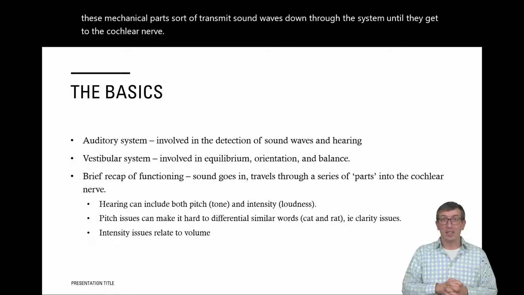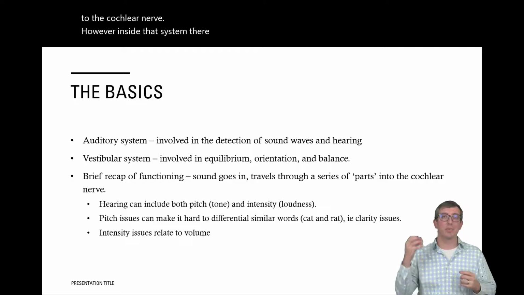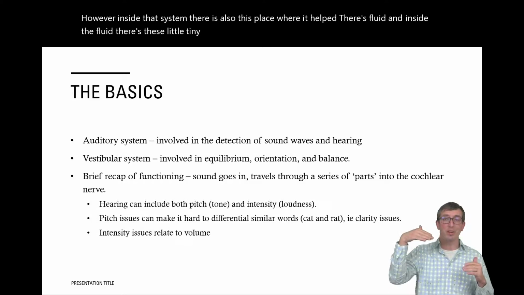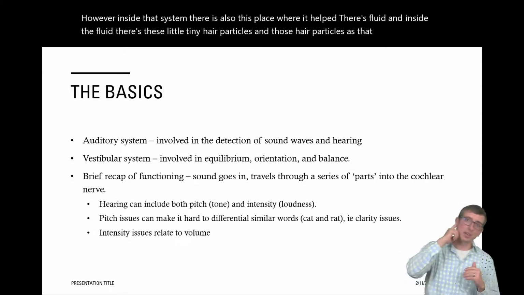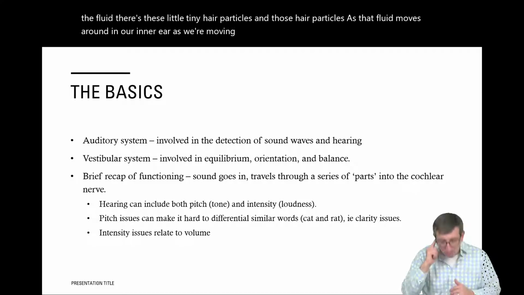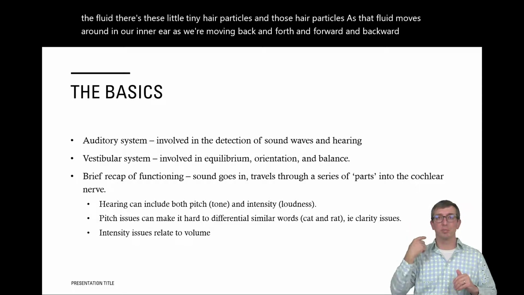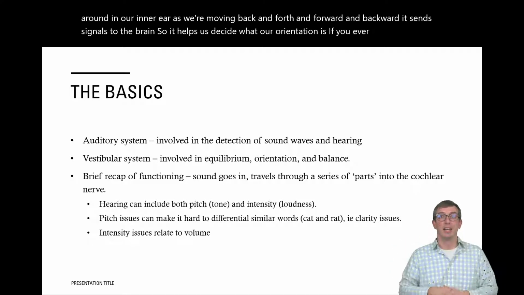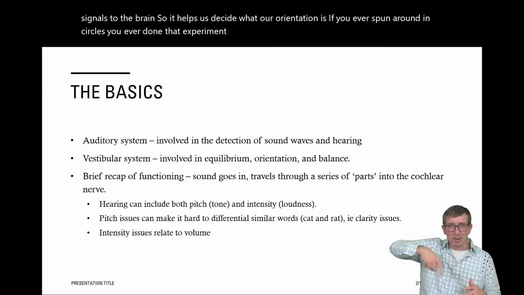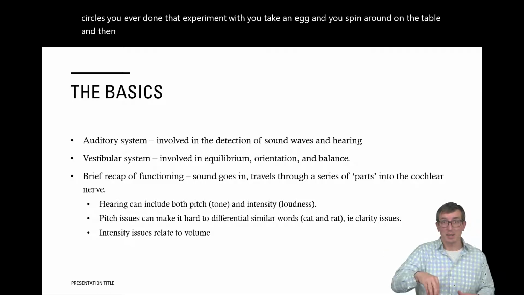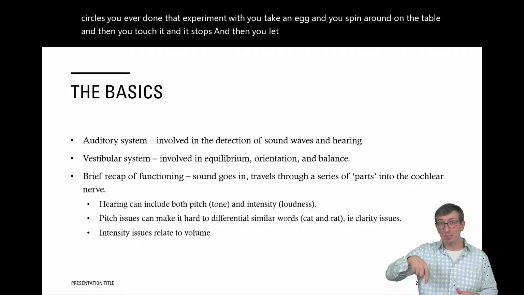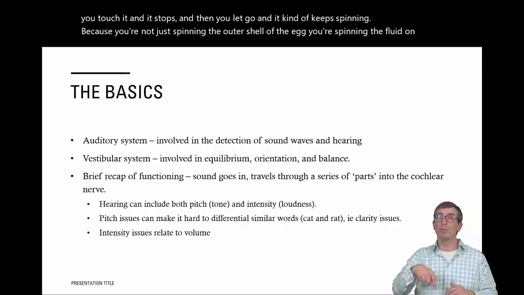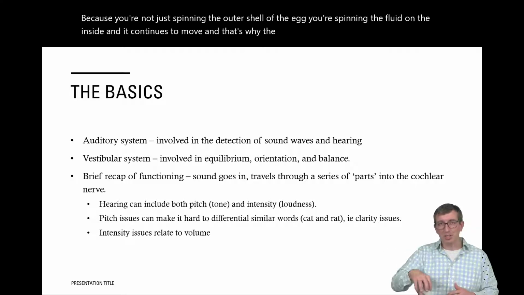However, inside that system there is also a place where there's a fluid, and inside the fluid there are tiny hair particles. As that fluid moves around in our inner ear, as we move back and forth, forward and backward, it sends signals to the brain that help us decide what our orientation is. Have you ever done that experiment where you spin an egg on the table, then touch it and it stops, and when you let go it keeps spinning? That's because you're not just spinning the outer shell of the egg, you're spinning the fluid on the inside, and it continues to move.